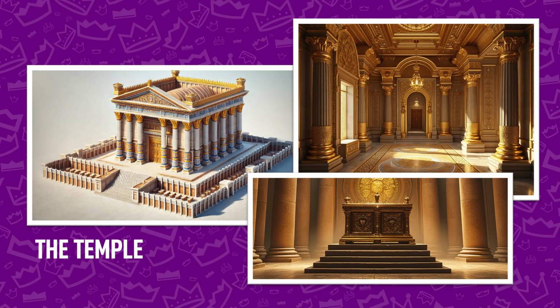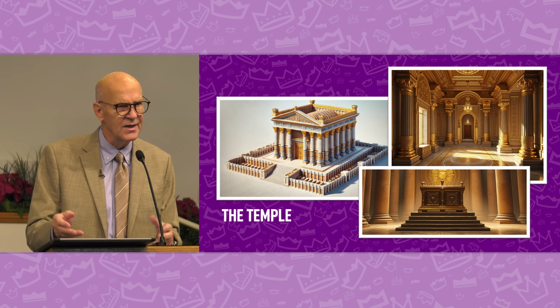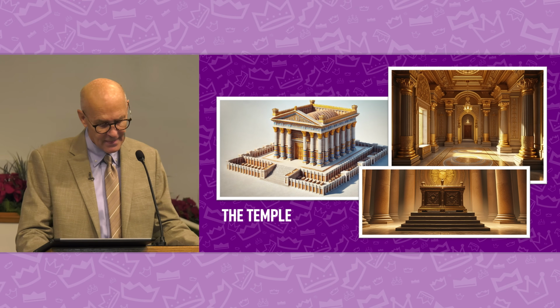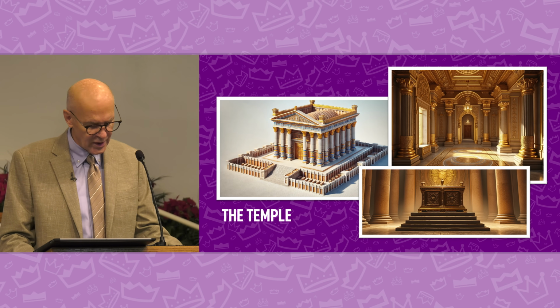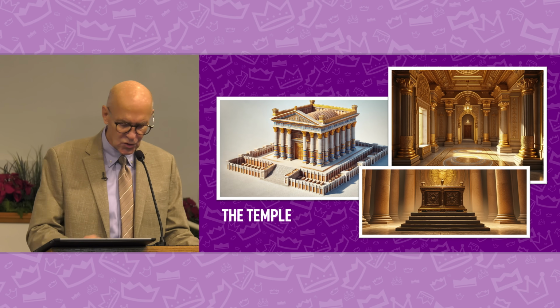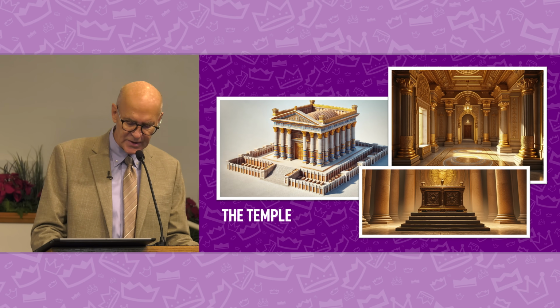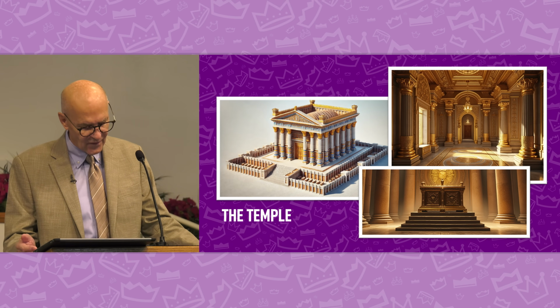Now we have some pictures here that we're showing you to give you kind of an idea. Let's remember that these are artists' renderings of these things, to try to give us an idea of what they may have looked like. As far as the structure is concerned, the temple was built according to precise measurements. It was 60 cubits long, 20 cubits wide, and 30 cubits high. In feet, that would be 90 by 30 by 45 feet.